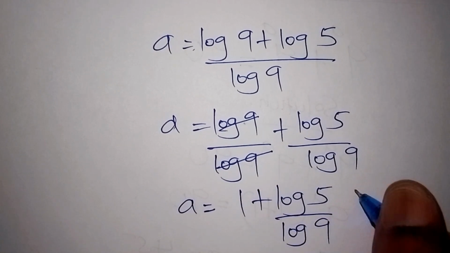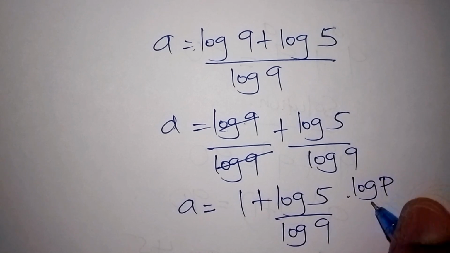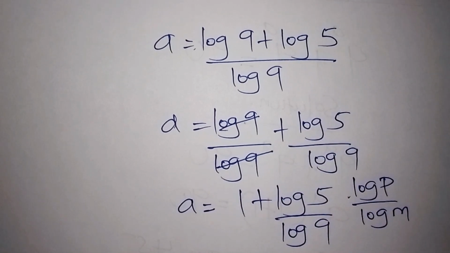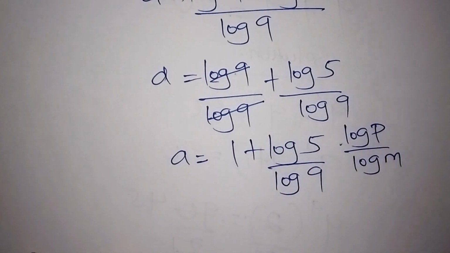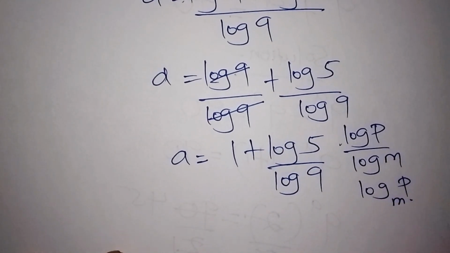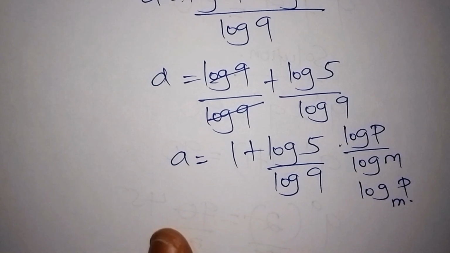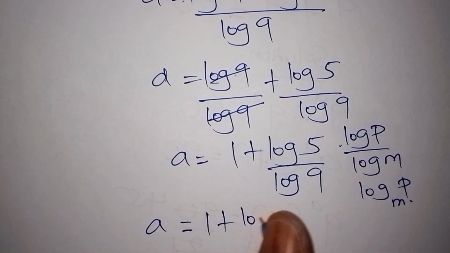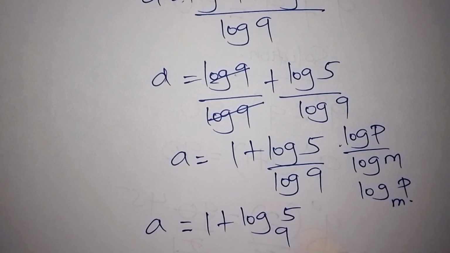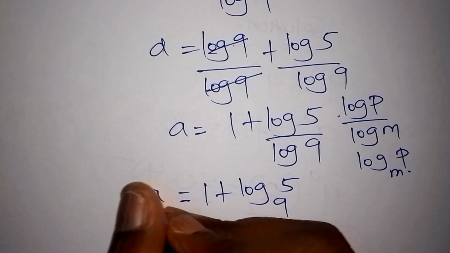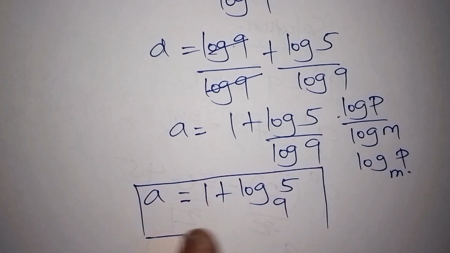Assume we have the log of p all over the log of m. This we can rewrite as the log of p to the base of m. So in this case, our value for a finally is equal to 1 plus the log of 5 to the base of 9. This is the value for a, or our correct answer.